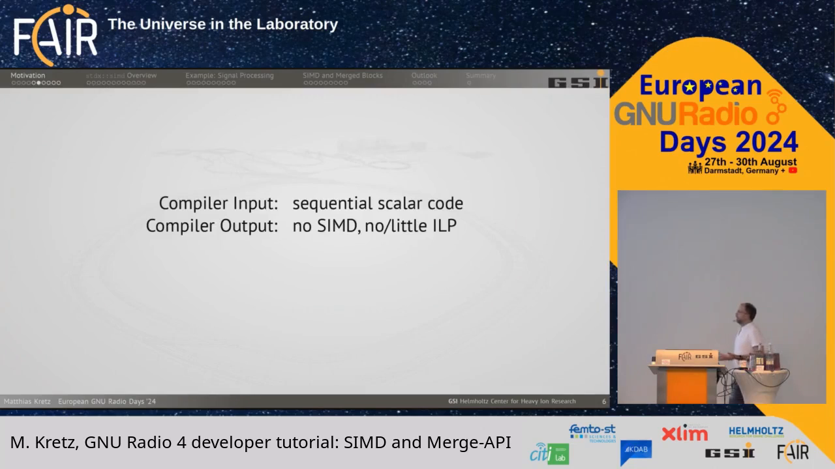What's behind that example here is something we typically do. We give our compiler sequential scalar code. And then the compiler can't do anything useful with it. It cannot create any SIMD code out of it. It cannot invent parallelism where there is none. If you have this dependency chain, there is no parallelism for the compiler to extract.